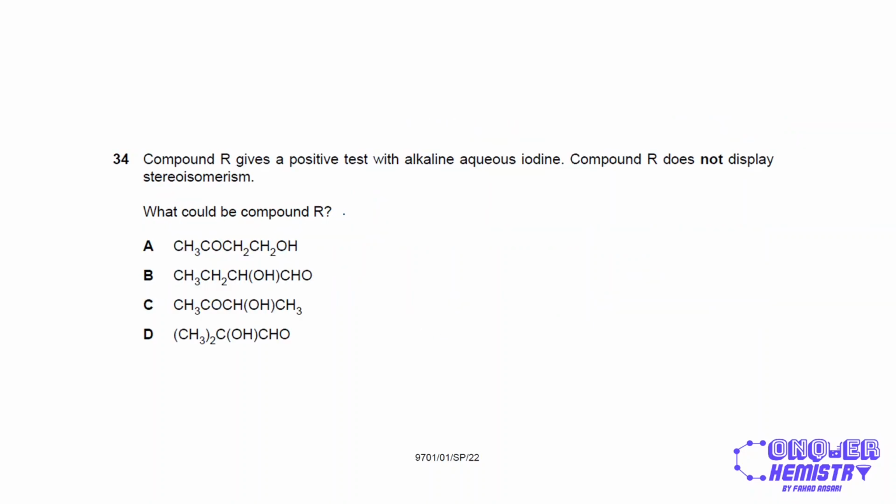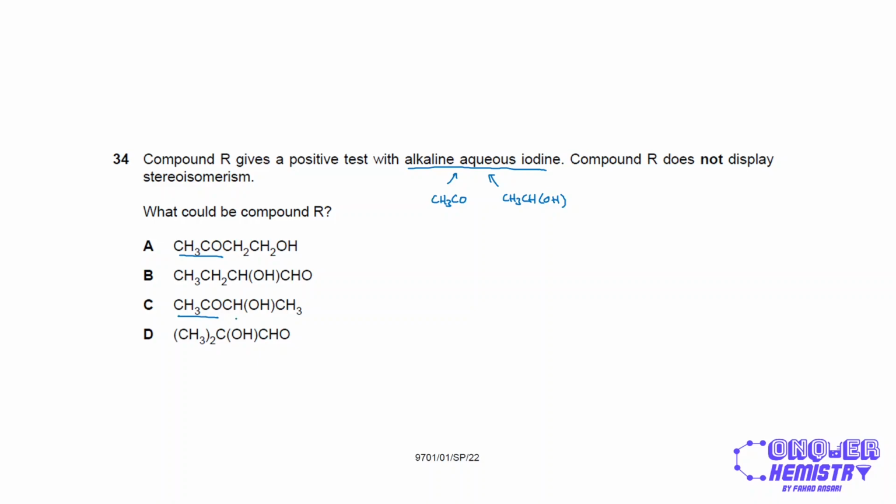Compound R gives a positive test with alkaline aqueous iodine. Compound R does not display stereoisomerism. So for alkaline aqueous iodine, there are only 2 groups: there is CH3CO, or it is going to be CH3CHOH. Now, out of all of these options, we have option A that contains the relevant group, and we have option C.